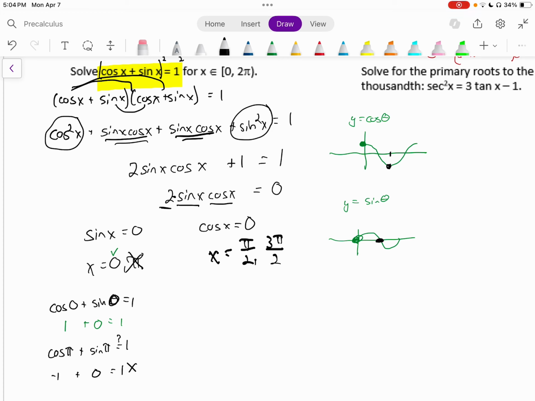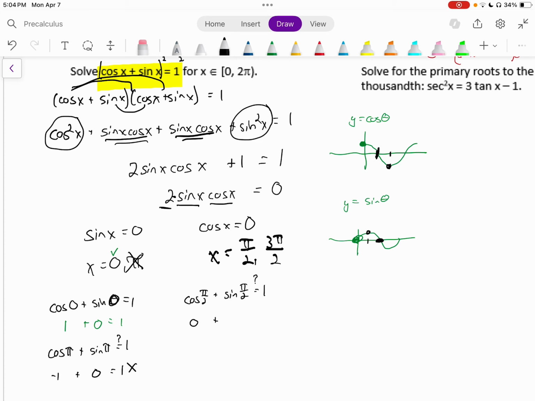Coming over to our other two answers that we got, we're going to plug pi over 2 in. So cosine of pi over 2 plus sine of pi over 2. We want to know, does that equal 1? All right, coming over to our graphs, cosine of pi over 2 is right here. So that's 0.